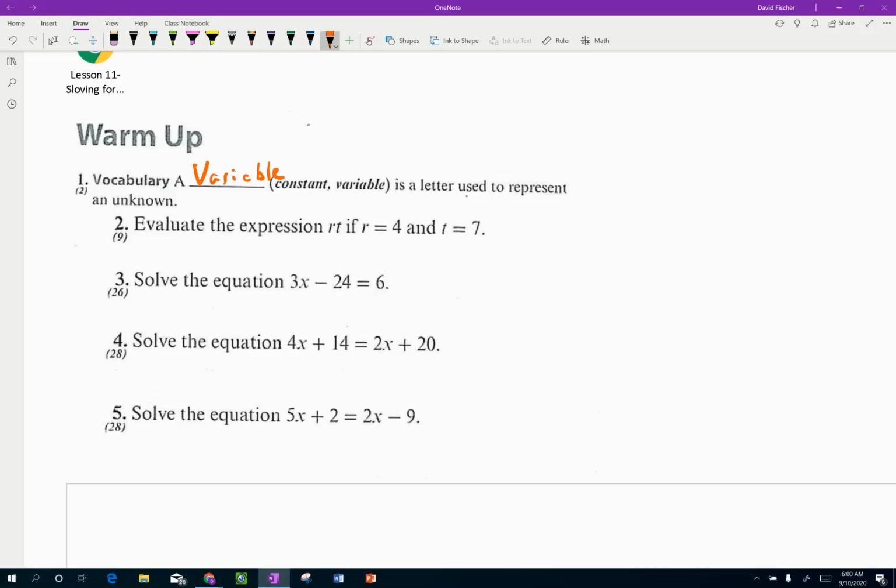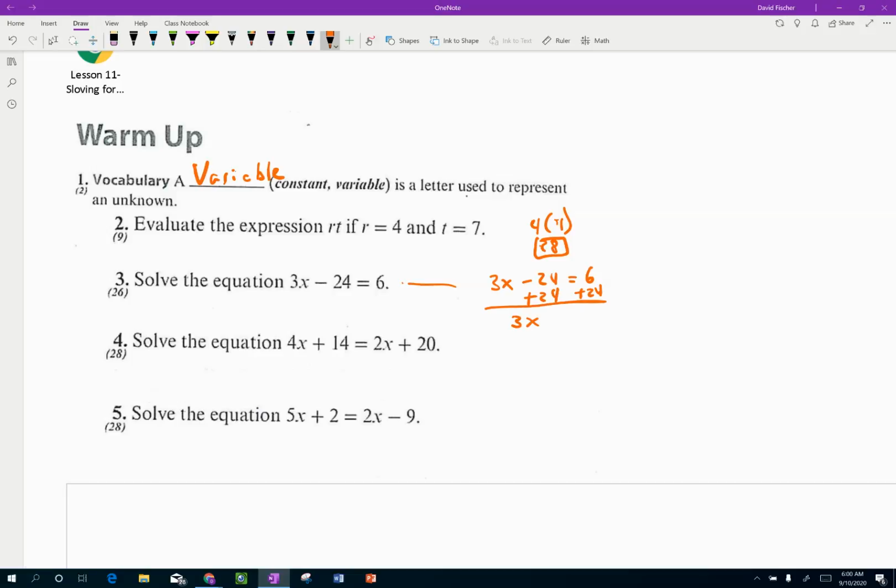We want to evaluate the expression RT if R is 4. So that means times right there when a letter is touching a letter. So really I want 4 times 7, which I know is 28. Solve this equation. I didn't really give you a lot of room underneath, so we're going to have to do a lot of these to the side here. You probably already figured that out because you're already done with this. I want to add 24 to both sides.